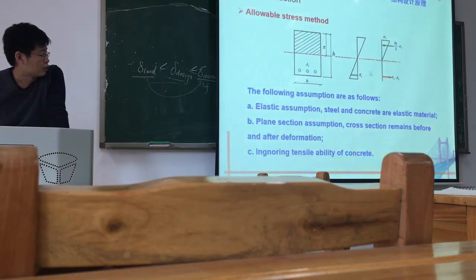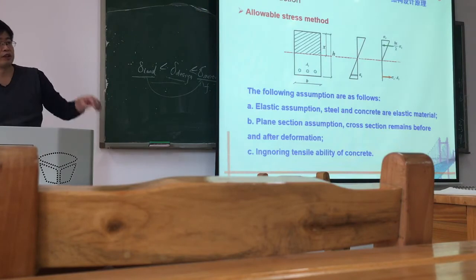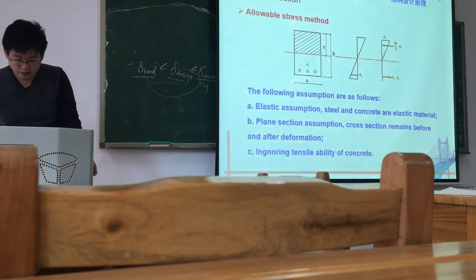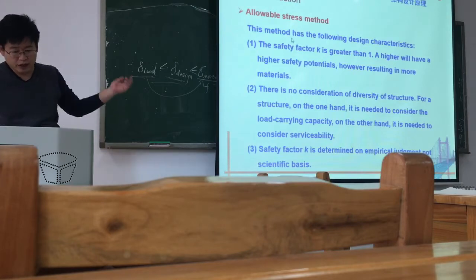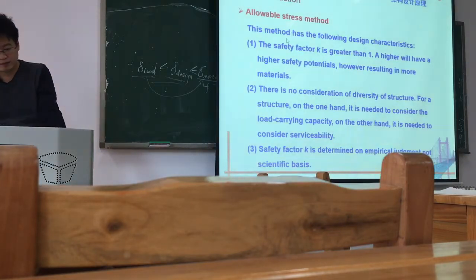But in this method, we make a simplification. We just draw a straight line because we use this assumption. So this method makes the calculation easy, but it's not so precise. That's some of the characteristics of this method.